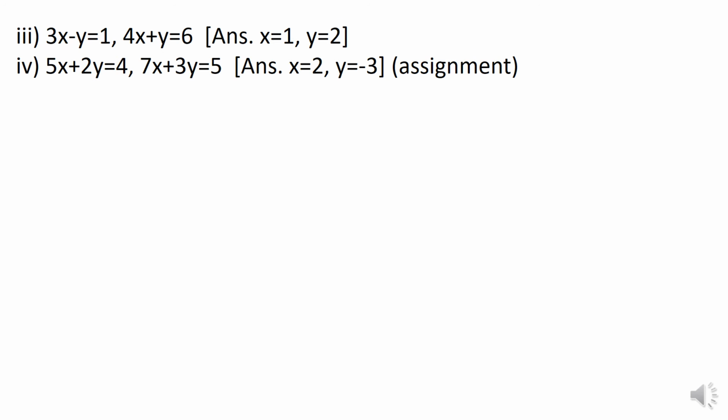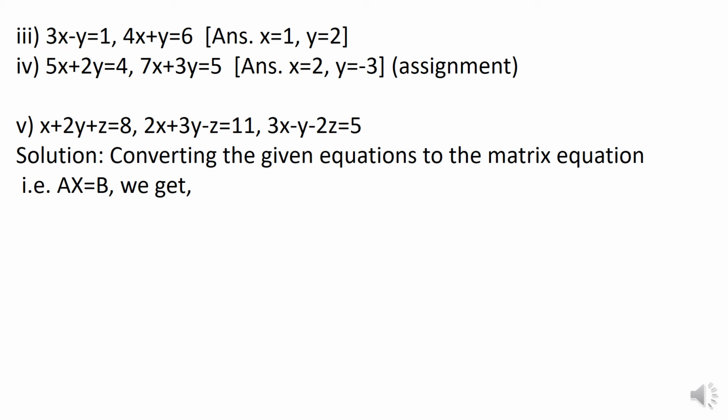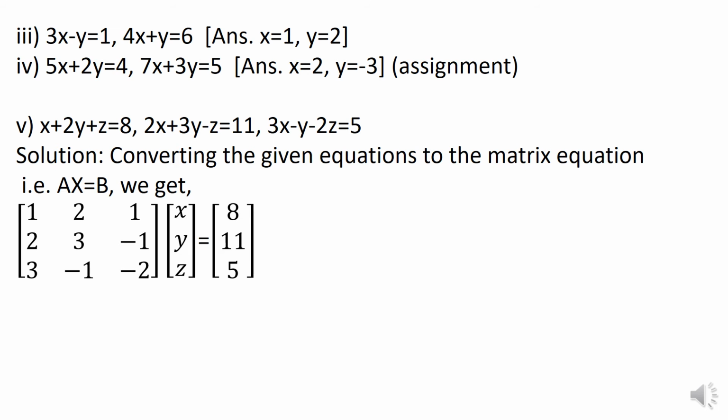Remember students, writing the assignment in the notebook is compulsory. Now in the next sum, we deal with three equations, and all the three equations have three variables, that is x, y and z. We begin by converting the equations into matrix form, AX is equal to B. Thus we get the matrix equation.